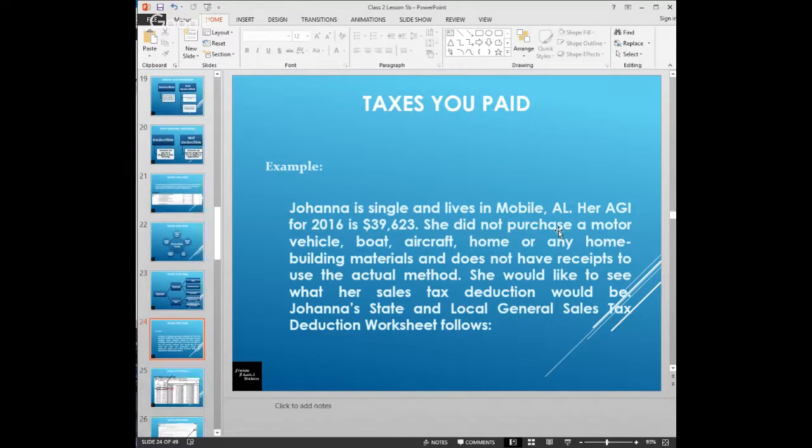So here we have Joanna, and she's single, and she lives in Mobile, Alabama. Her AGI for 2016 is $39,623. She did not purchase a motor vehicle, boat, aircraft, home, or any home building materials and doesn't have receipts to use the actual method. So she'd like to see what her sales tax deduction would be. So this is how she fills this out.